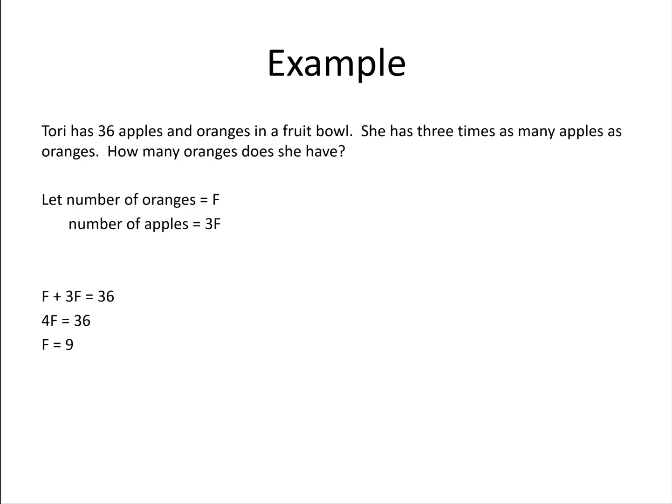Whatever I do to one side of the equation, to the other side of the equation, I do exactly the same. Therefore, she has 9 oranges. It doesn't ask how many apples she has, but I know apples is 3 times F. So that would be 3 times 9, so she should have 27 apples, giving me a total of 36 fruit.